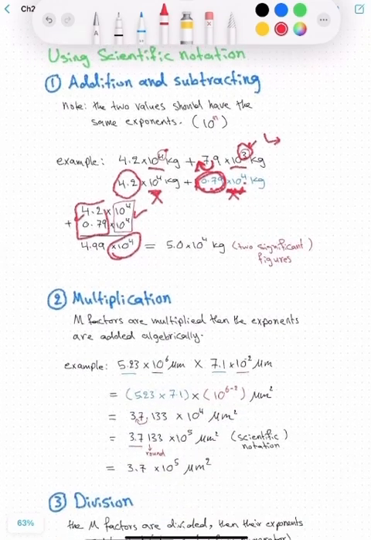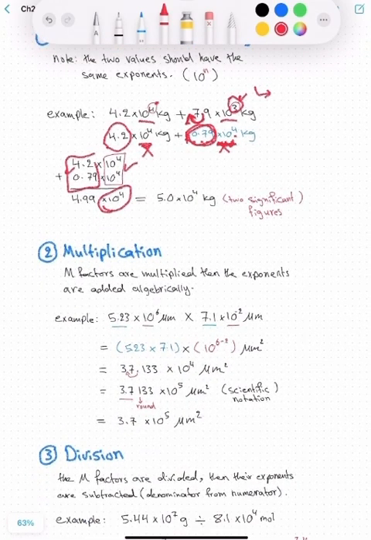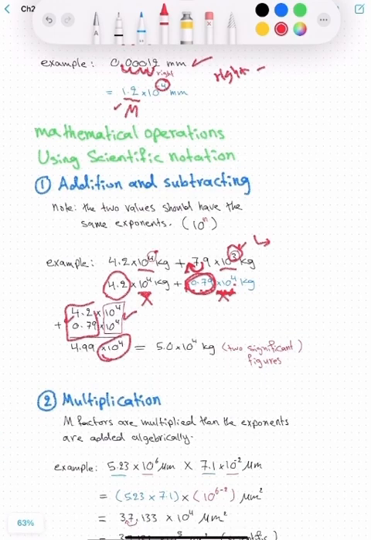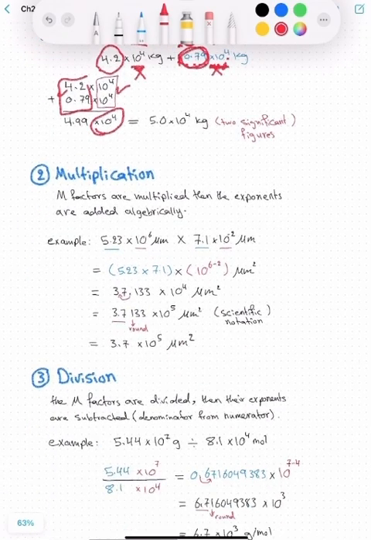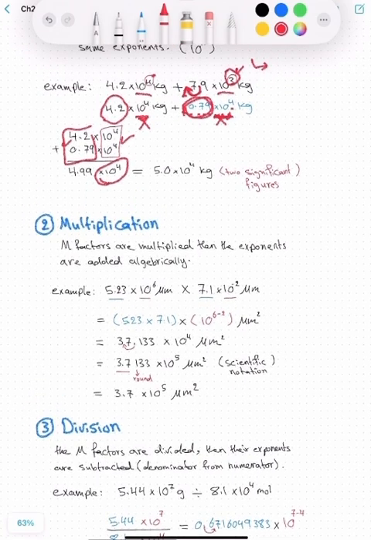Okay? When you multiply, it's not the same thing. When you add or subtract, both of them should have the same power. But when you multiply or divide, you add the two powers together and normally multiply the numbers. So you just multiply these two numbers. The powers here we had 6 and here we had negative 2. You add them, meaning 6 plus negative 2, meaning 6 minus 2, meaning 4.